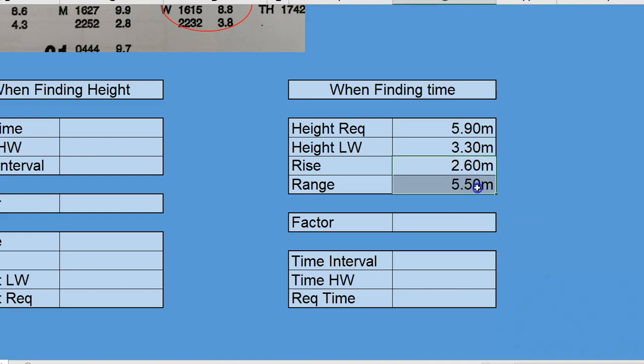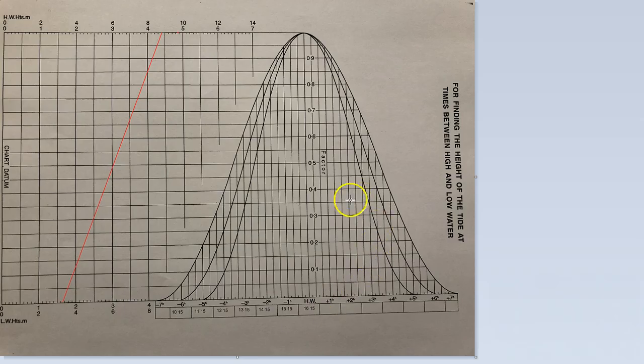That gives us a fraction, and that fraction we call the factor. If we take 2.6 and divide it by 5.5, that gives us a fraction of 0.47. This 0.47 is very important because it is what we will use to go back to our graph. Looking at the graph again, we still have this line over here connecting the two heights. We are going to be running along the center line here, and the graph says factor there. So there's our factor, and factor goes from 0.1, 0.2, 0.3, 0.4 all the way up to 1.